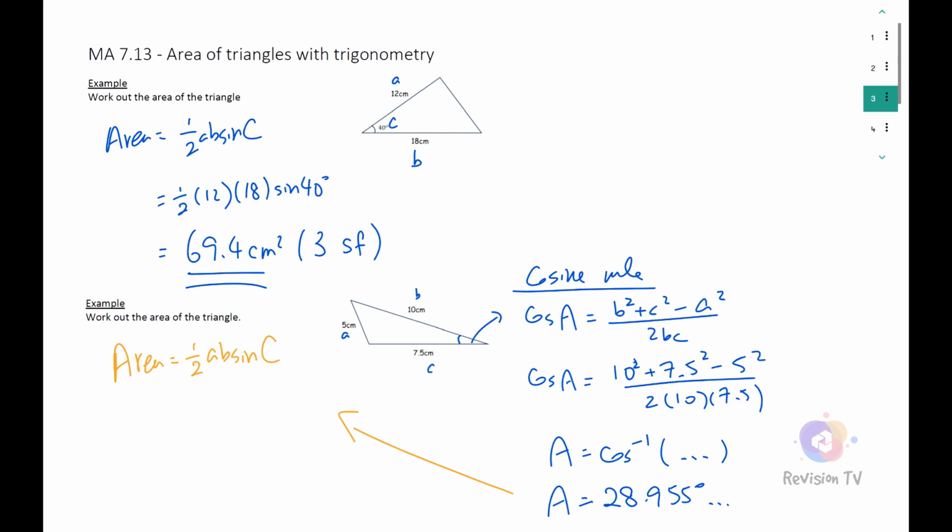Now, this will be my C angle. Now, just don't get mixed up. The A and B in here is not the same as the A and B used for the cosine rule. The A and B here refers to the A and B next to the angle that you've chosen. So this will be my new A, this will be my new B. So equals half times 10 times my new B, 7.5, times sine C, sine 28.955 degrees, and then you will get 18.2 centimeters squared, 3 SF.